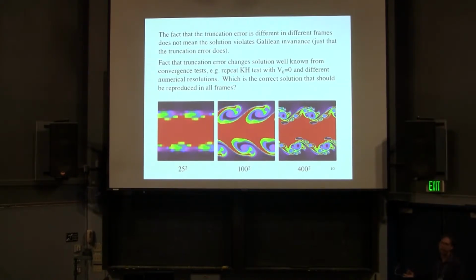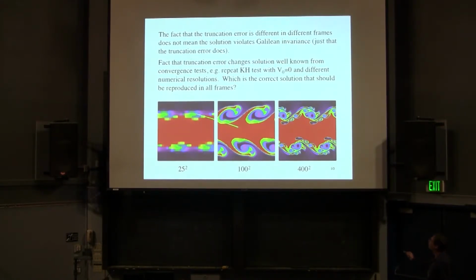Forget about moving the flow. Just take this KH test, density 2 going one way, density 1 going the other, and solve it in a fixed frame, but just change the resolution of the calculation. You do it with a 400 squared resolution, you get all this complicated structure in the cat's eyes. You do it with 100 squared, you get what you saw before. That was the resolution used before. If I do it with 25 squared, the KH almost goes away.